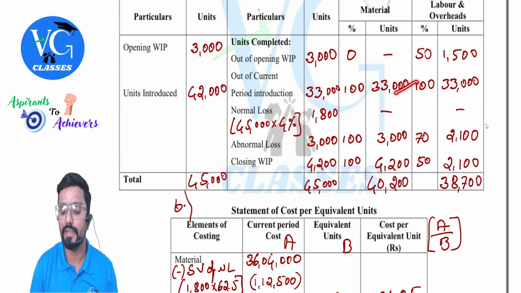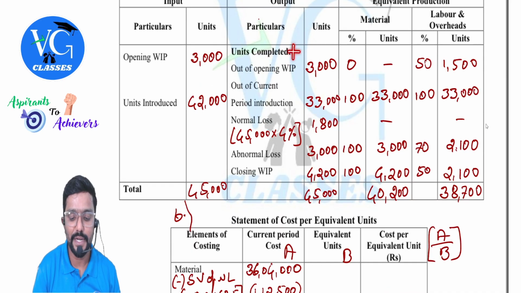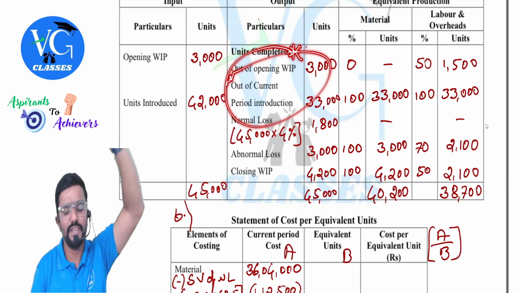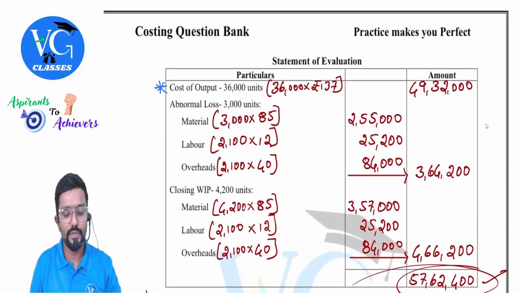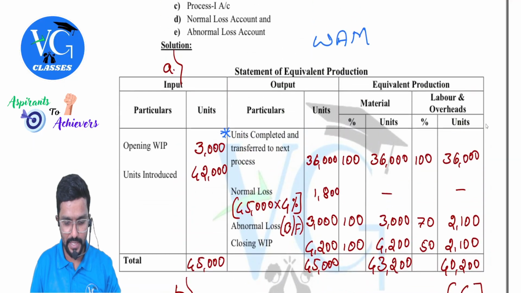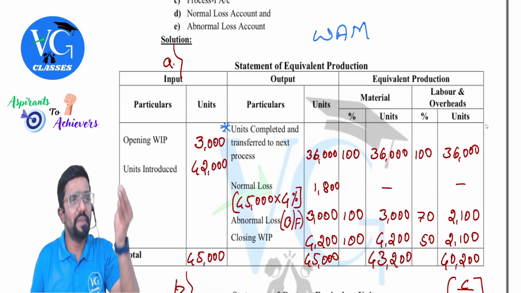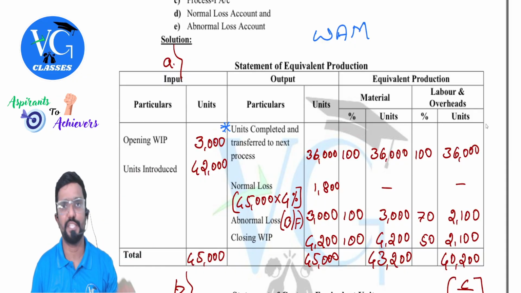So what is the equivalent unit? 33, 30. Rest all remains the same. Only difference is this part. Hope you understand. Under weighted average, what did we do? We simply took 36,000 into 100%. Correct? That's all. Under weighted average, we never bothered about what exactly we did in this year and how much we had done last year. No. We didn't. Clear?